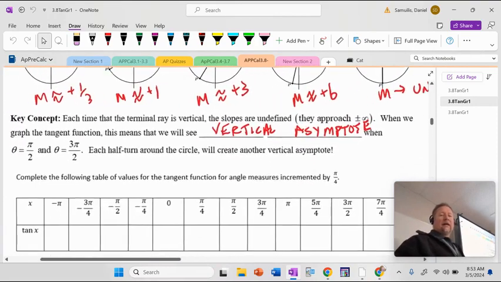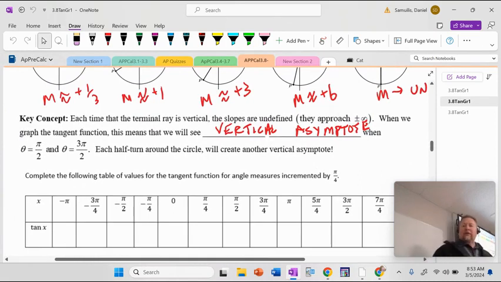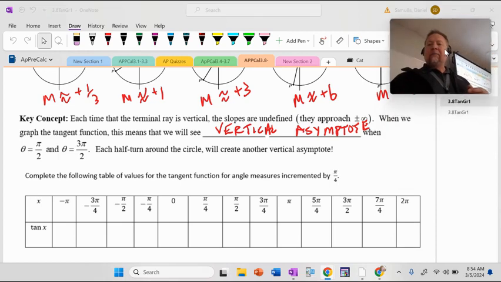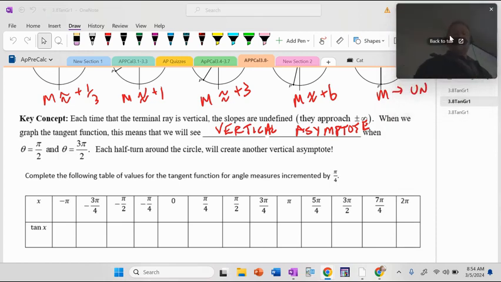So key concept, each time the terminal ray is vertical, the slopes are undefined. That turns into a vertical asymptote. I'm not correcting the lady, but I wanted you to understand why there's an asymptote here. It's because of the behavior before and after. The slopes get so steep, they essentially become infinity right before you get to those asymptotes, or negative infinity, depending on what side you're on there. So that is why we draw the vertical line to denote that behavior. All right, and that's the true meaning of an asymptote. It's made up by humans to show that behavior on a chart.